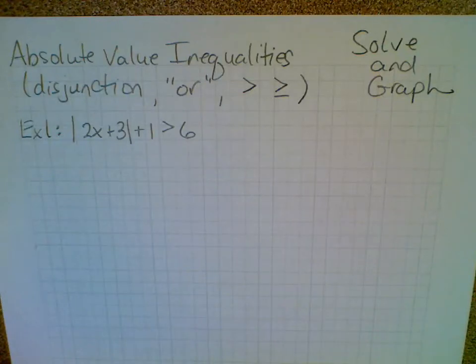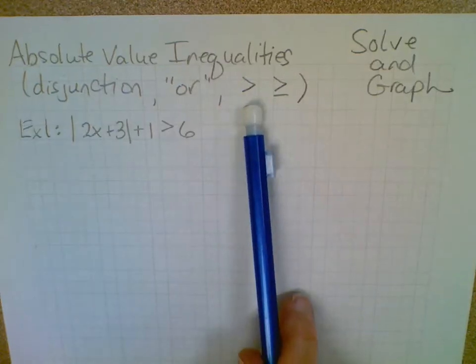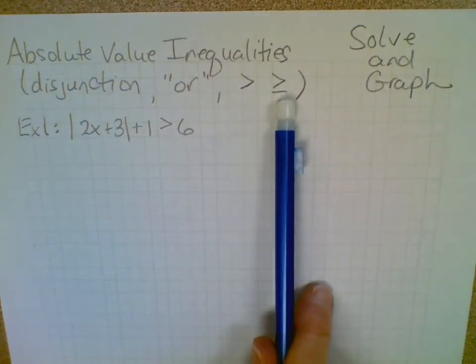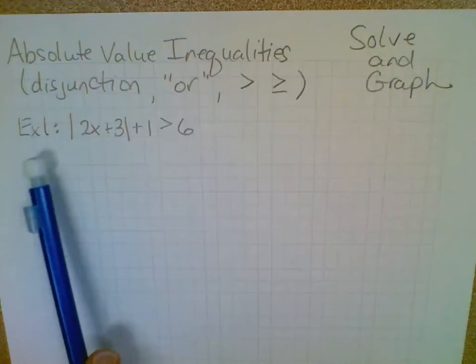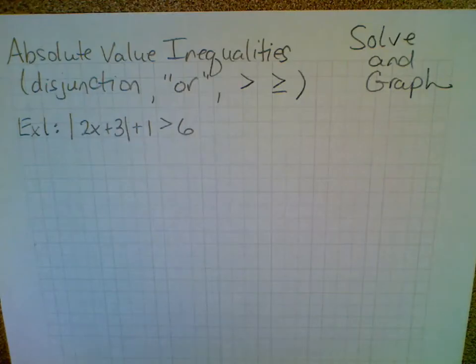Okay, this is the final segment on the absolute value equations and inequalities. This is called the disjunction, which is also referred to as the or compound, where the inequalities are the greater than and the greater than or equal to. So we are going to solve and graph like we've been doing. So here's our first example. If you could get this into your composition book, we'll get started.